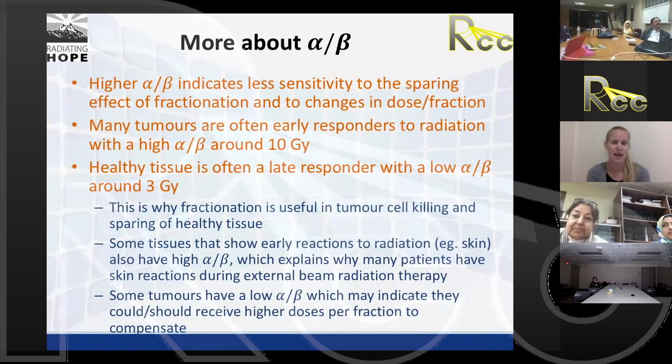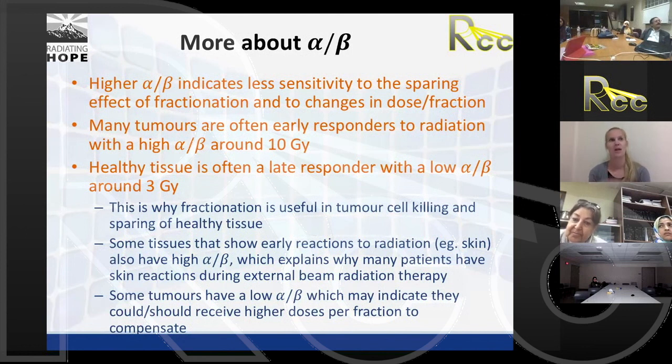So just to expand on that a little bit, what we see is many tumours are often what we call early responders to radiation. And so they'll have a high alpha beta ratio sitting at around 10 gray. So when we talk about an early responder to radiation, it means that the changes that you see in those cells happen very quickly after exposure to radiation.